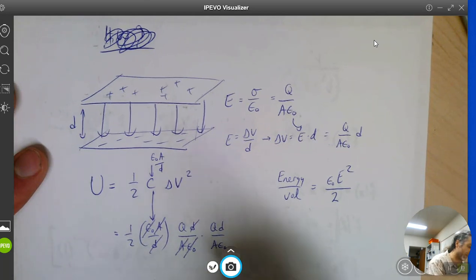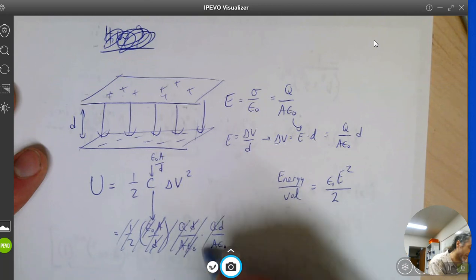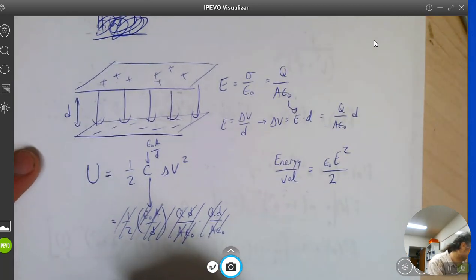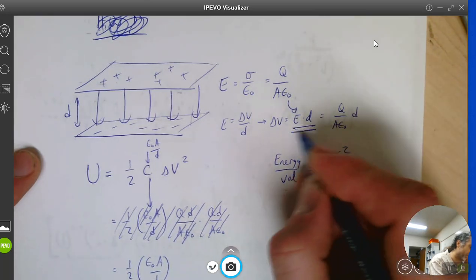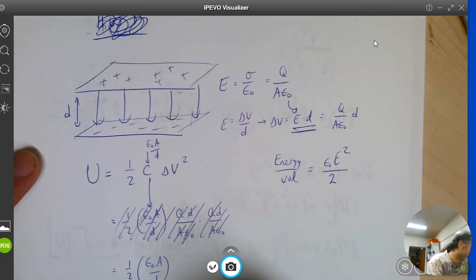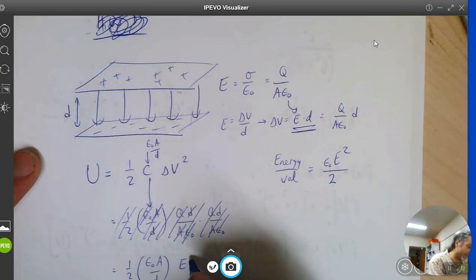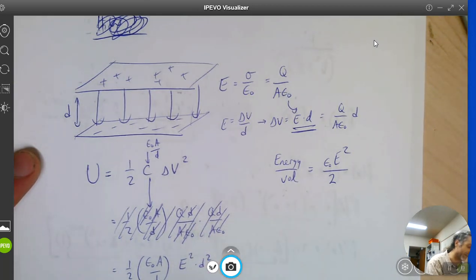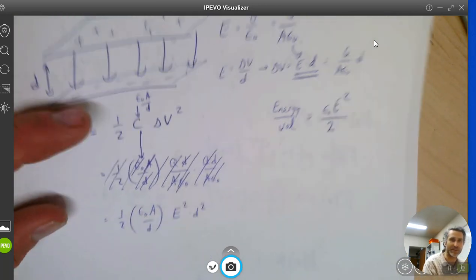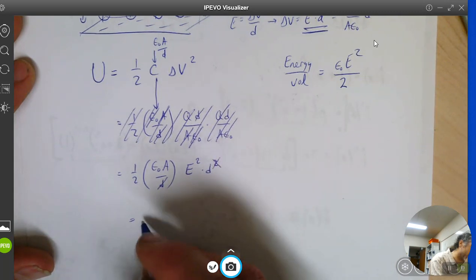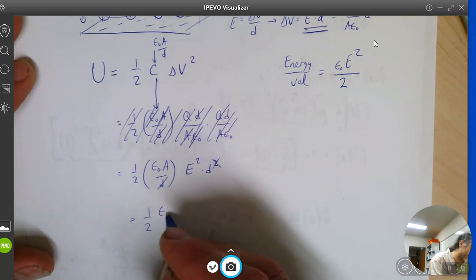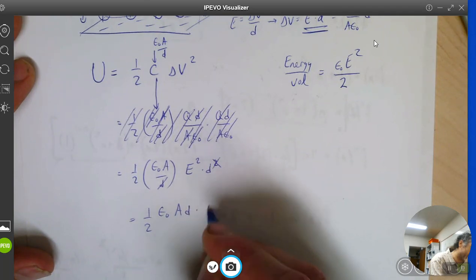Oh, you know what? I'm sorry, I just realized that I'd like to do it a slightly different way here. I would like to replace the capacitance with epsilon naught A over D, but I'd like to leave the expression for the electric field at the moment as just E times D. So this is going to be E squared times D squared. You'll see where I'm going with this in just a moment. So this D cancels out with one of these D's, and I'm left with 1/2 epsilon naught A times D times E squared.